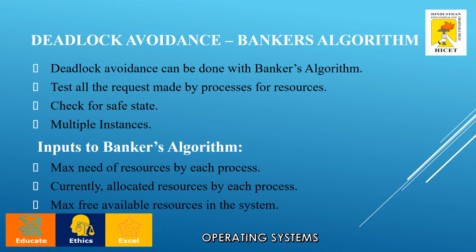Deadlock avoidance can be done with Banker's algorithm. This Banker's algorithm tests all the requests made by processes for each resource. Also, this Banker's algorithm is helpful in checking for the safe state and also with multiple instances. Banker's algorithm can always be solved analytically by having various processes and various resources. By means of the analytical method, we can check whether all the processes are in a safe state.